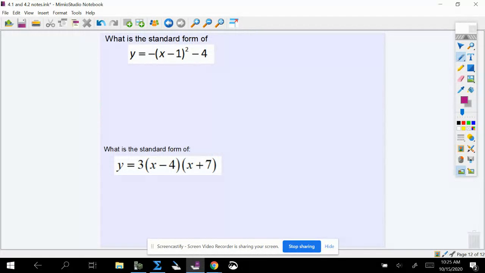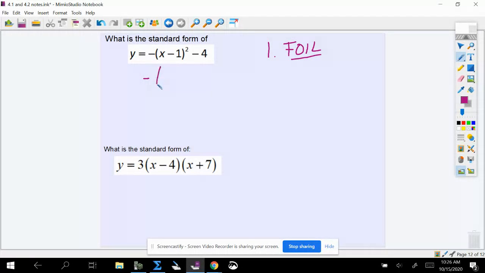If I want to do the reverse, if I want to go from vertex form into standard form, I know standard form has no parentheses. So I need to simplify this as much as I can and not use parentheses. It's going to use a lot of old algebra skills. First thing I have to do with this is I'm going to have to square this out, or I'm going to use a term that maybe you haven't thought about in a while. I'm going to have to FOIL this out.